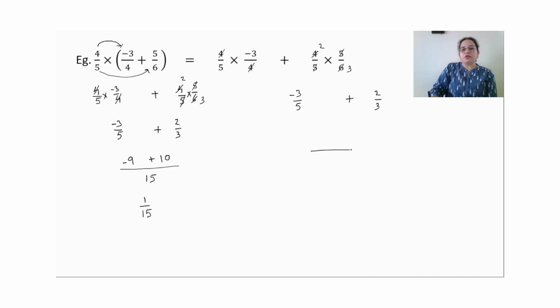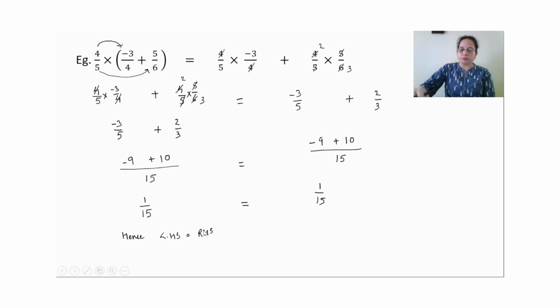Again take LCM. Your LCM will be 15. So 5 3s are 15, 3 3s are 9 with minus sign. 3 5s are 15, 5 2s are 10. Again 1 by 15. So you can see that our right hand side and left hand side parts are the same. So this property is true. This is the way we can verify. Whenever the question is to verify, write down: hence left hand side is equal to right hand side. This you are supposed to write down.